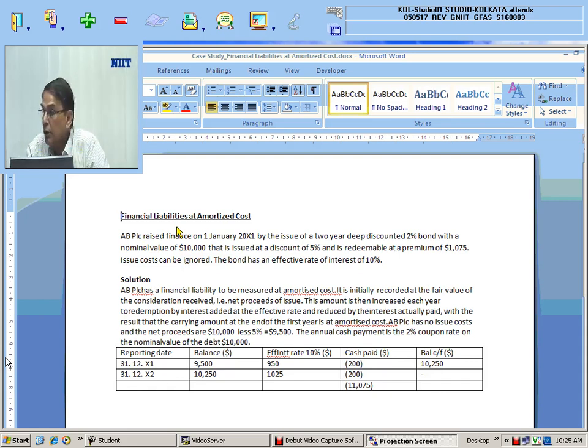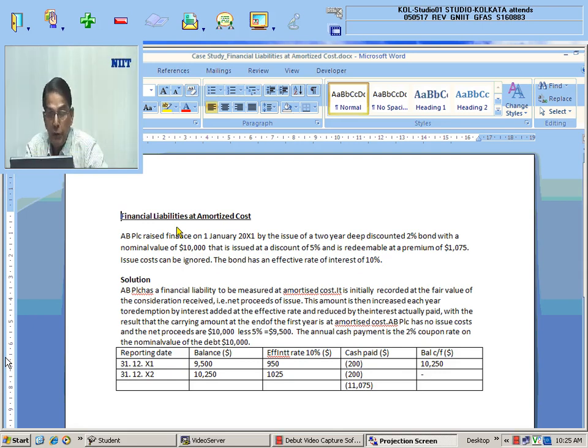at a premium of 1,075. So the bond is redeemed for a value of 11,075. So you can see the balance becomes zero. The cash paid by way of interest is 200. 11,075 is the redemption value of the bond, because the bond is redeemable at a premium of 1,075.